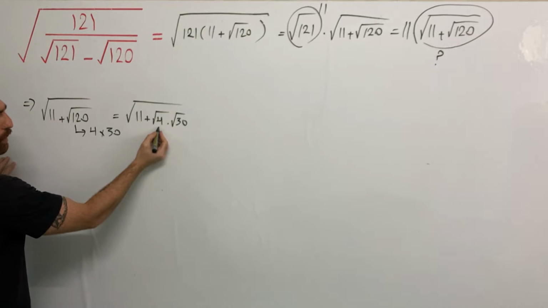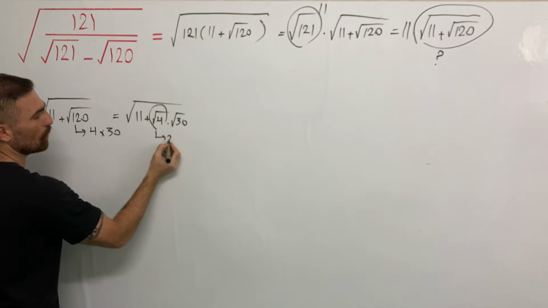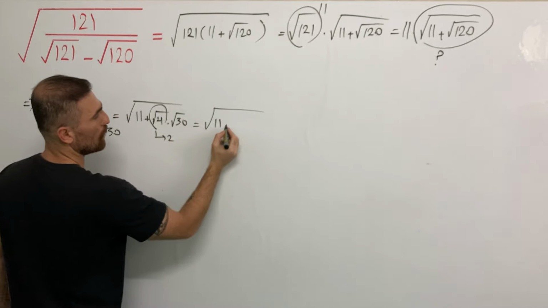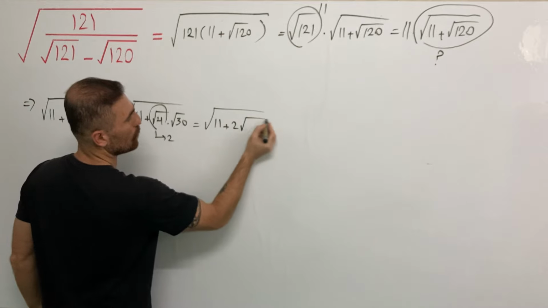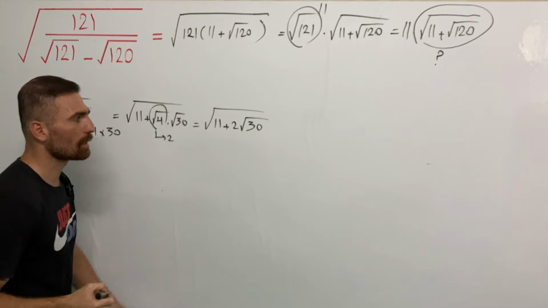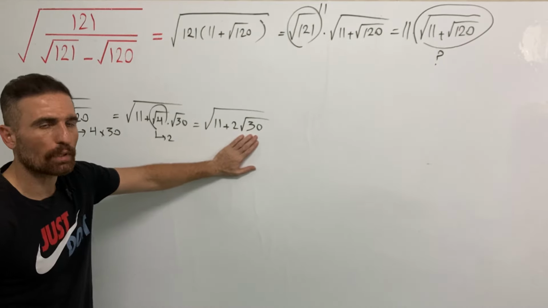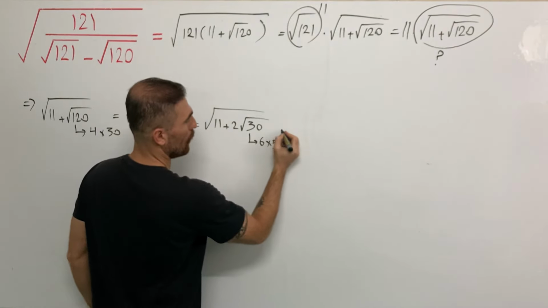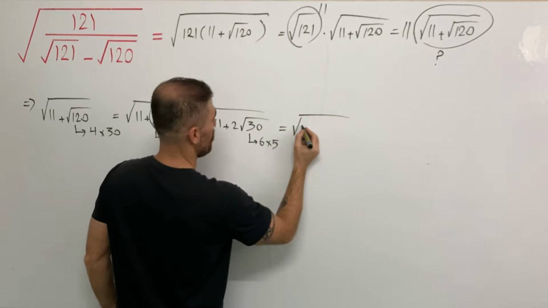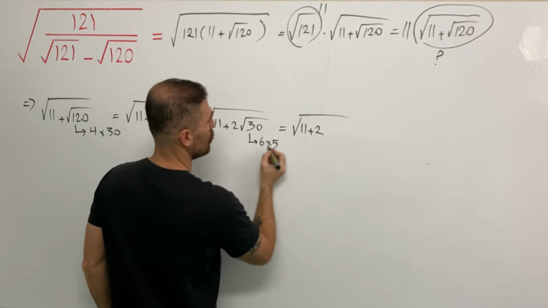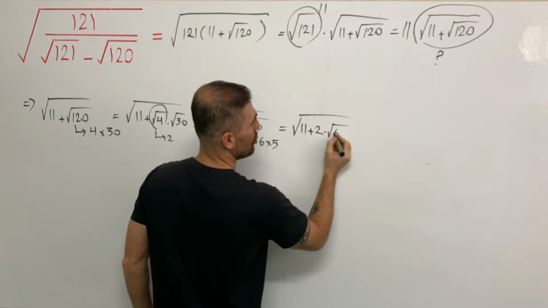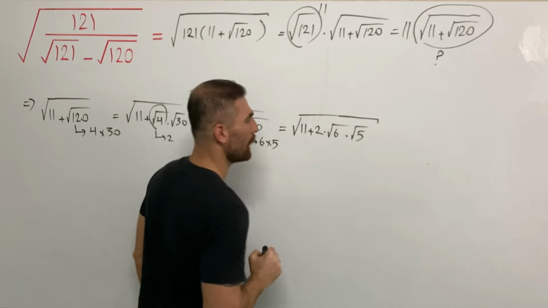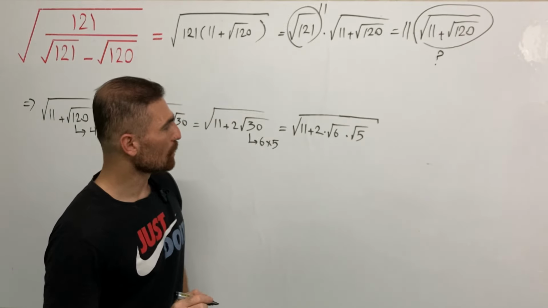What is the square root of 4? Right, the square root of 4 is 2. So I write the square root of 11 plus 2 times the square root of 30. Next step, 30 can be written as a product of 6 and 5. Right, 6 times 5. So let me write it here: the square root of 11 plus 2 times the square root of 6 times the square root of 5.